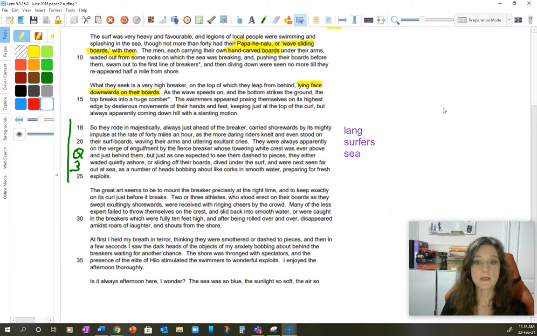The swimmers appeared, posing themselves on the highest edge by dexterous movements of their hands and feet, keeping just at the top of the curl, but always apparently coming downhill with a slanting motion.